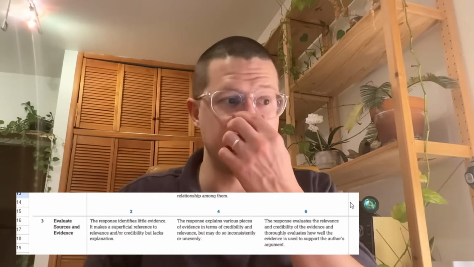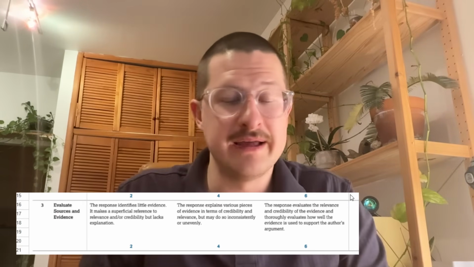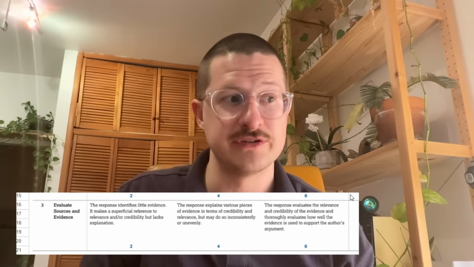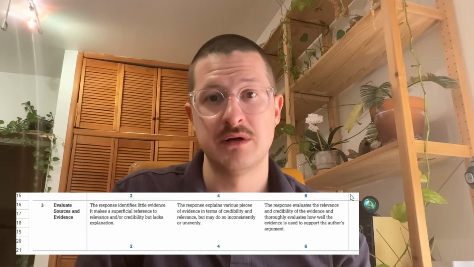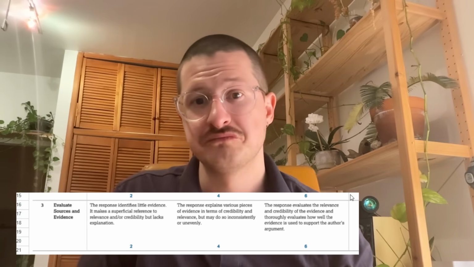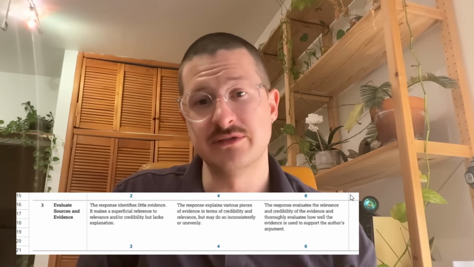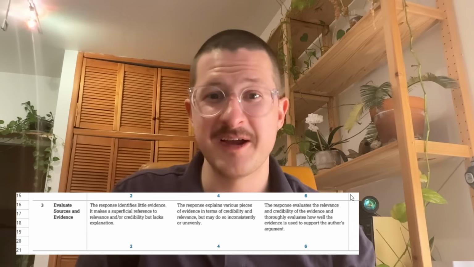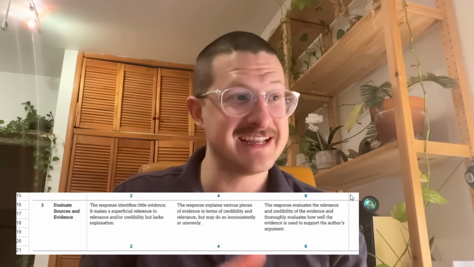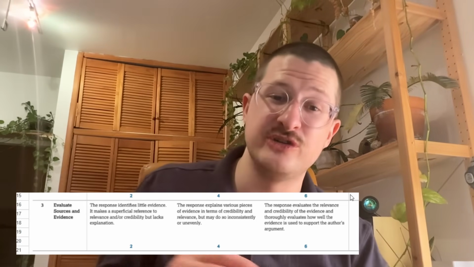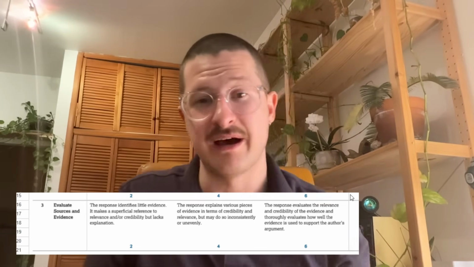Okay, and finally, the last row, which is also worth up to 6 points, has to do with evidence. It says the response identifies little evidence, or it makes superficial reference to the relevance and credibility, but lacks explanation. You might say something like, the study about happiness and wealth wasn't very good. Okay, you've mentioned it, you've made superficial reference to it, you've even said it wasn't very good, so you're doing some evaluation, but there's really no meat on the bones here.